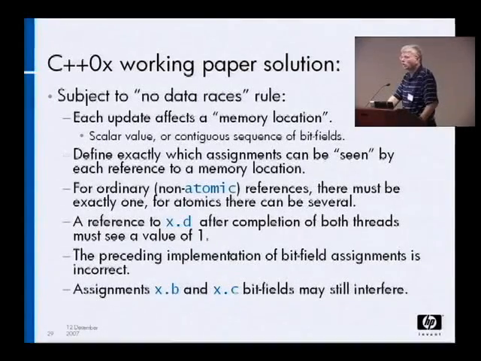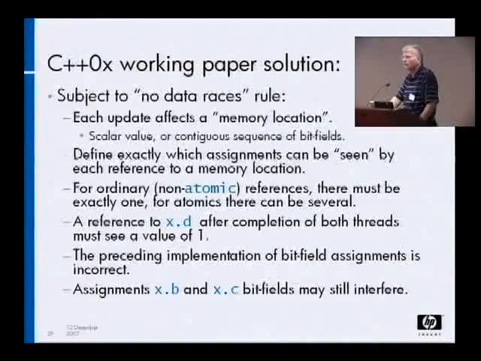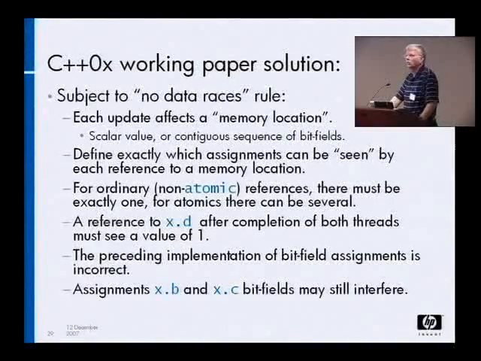The way this is structured, if we look back at the preceding example, a reference to x.d, after completion of both of those threads in the last example, in fact, is required to see a value of 1. Because those two threads access distinct memory locations, they in fact are not defined to be involved in a data race. So as a result, the preceding implementation of bit field assignments, as I outlined it, is incorrect. So we no longer allow that implementation.